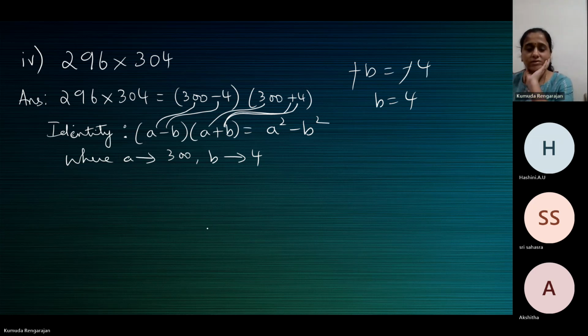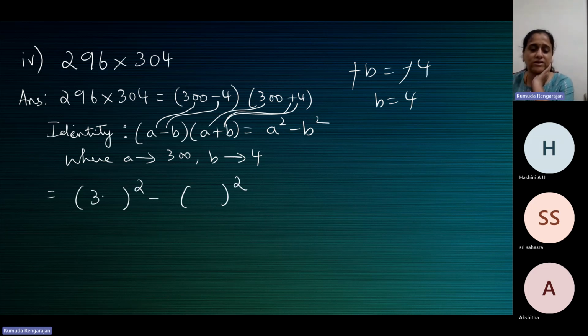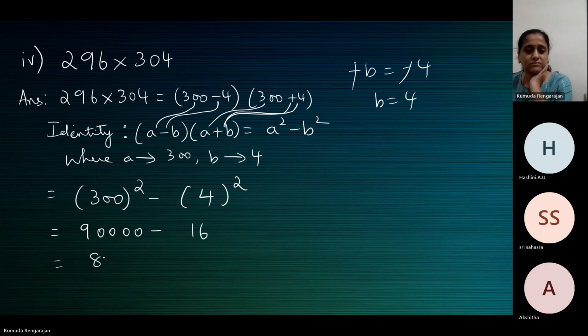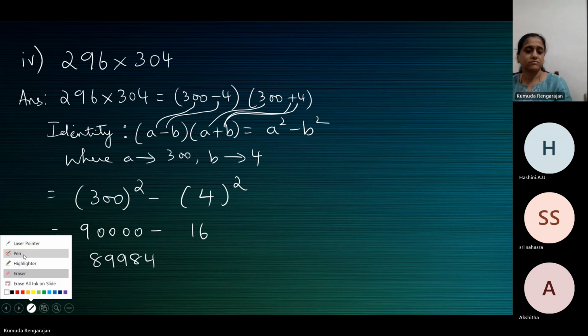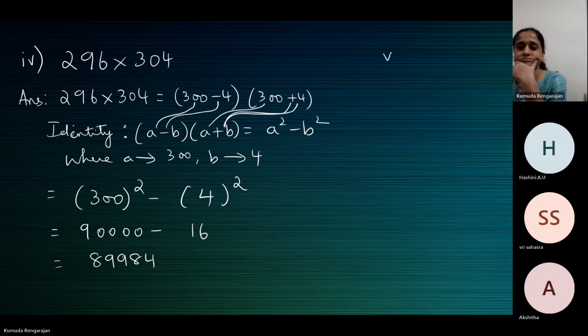So the question is of the form a minus b into a plus b. The answer is a squared minus b squared. Write the answer: a squared, 300 squared, minus b squared, 4 squared. 90,000 minus 16 is 89,984. Homework, this one.